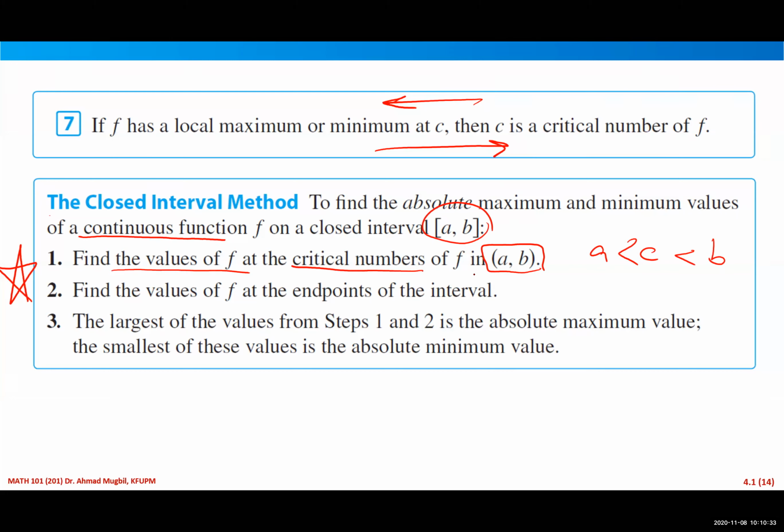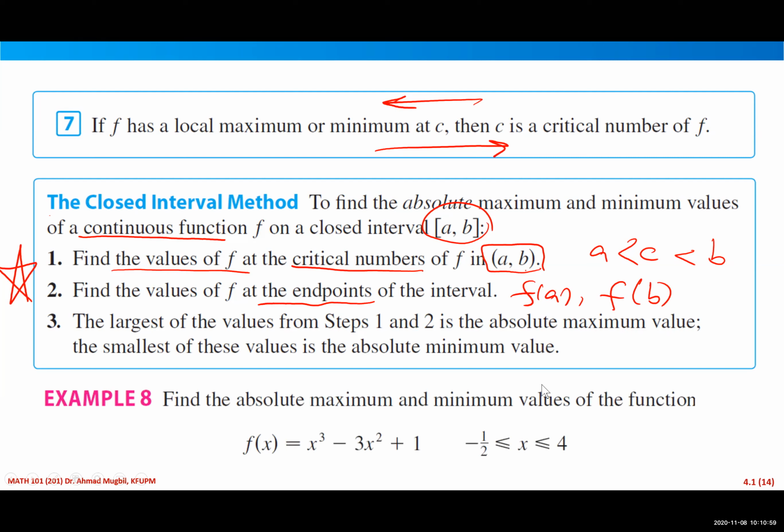Next, you need to find the values of the function at the end points of the interval: f at a and f at b. Then the largest value from step 2 and step 3 will be the absolute maximum, and the smallest will be the absolute minimum.